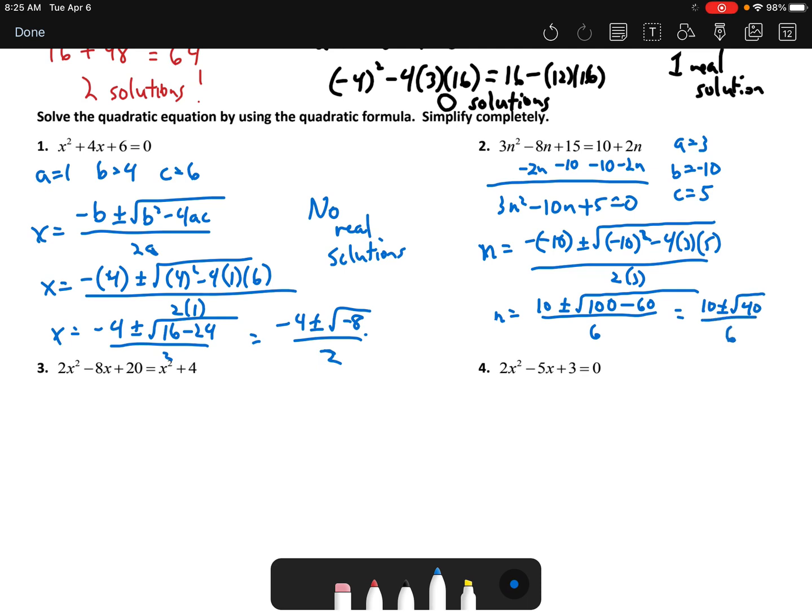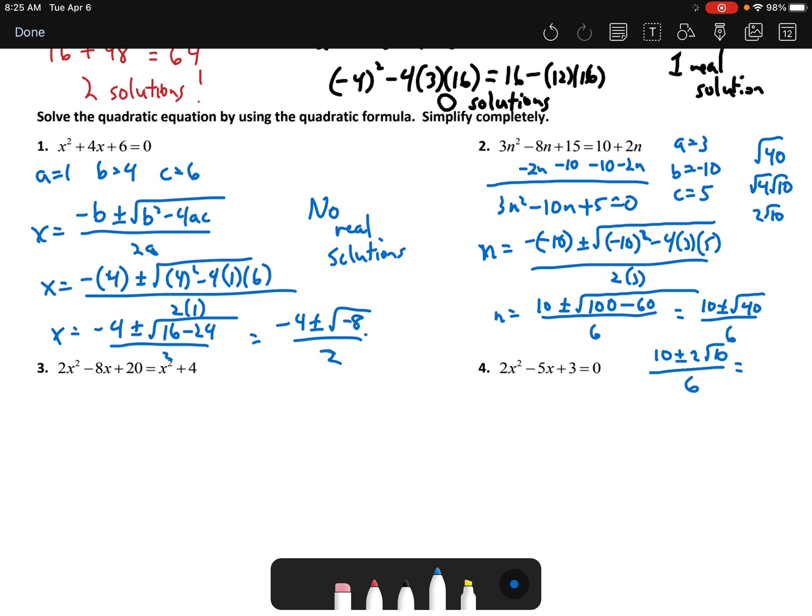Now, you could put that in your calculator. That plus or minus means 10 plus radical 40 divided by 6 and 10 minus radical 40 over 6. So let's break down square root of 40 first. I think that's 4 and 10, isn't it? So that's 2 radical 10. So this would be 10 plus or minus 2 radical 10 all over 6.